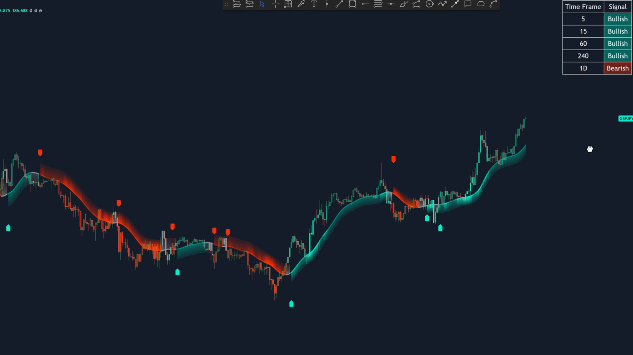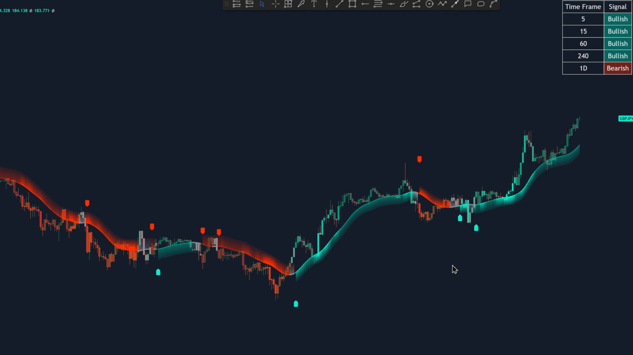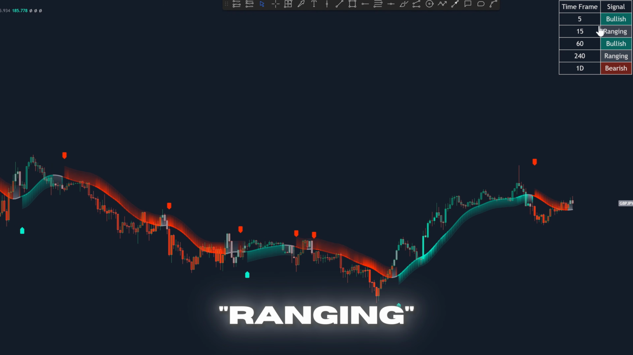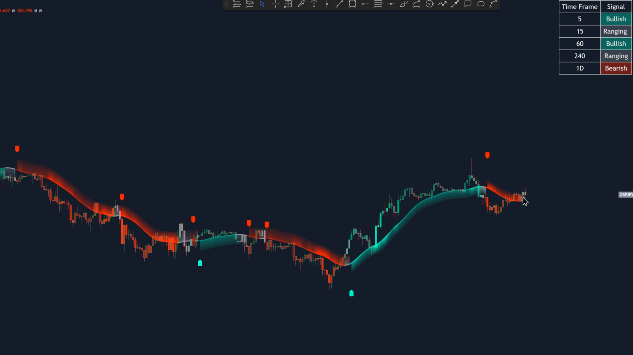Now, it's important to remember that if the market is ranging, which means it's neither bullish nor bearish, the table will say ranging, indicating a sideways market. This helps you avoid trading in unprofitable market conditions.